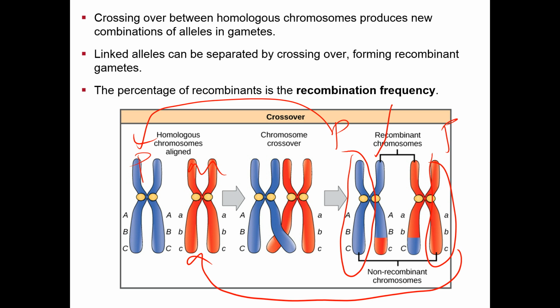These two guys here are recombinant because you've had crossing over take place. So you have big A, big B, little c on this chromosome. You have little a, little b, big C. That tells you you've had crossing over take place. So you get recombinants.